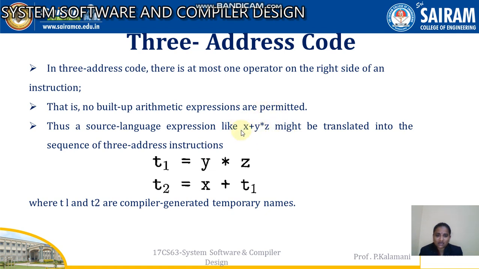So let us convert it into 3 address code. According to the associativity and precedence rules, which operation should be performed first here? First the multiplication operation is performed. We store that value in a temporary variable, t1 equal to y star z. After that, that value will be added with x, so t2 equal to x plus t1. Now both instructions are in 3 address code, and t1 and t2 are compiler generated temporary names that will be generated by the compiler.